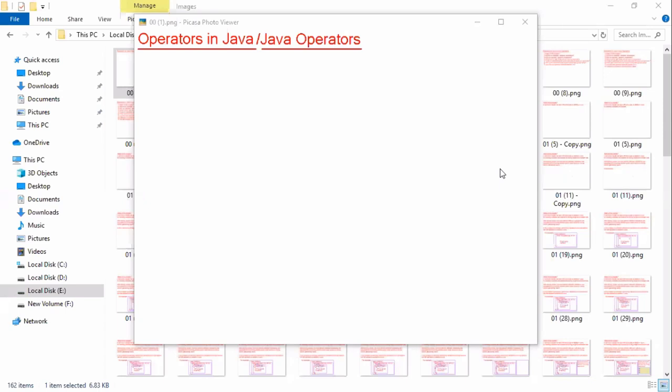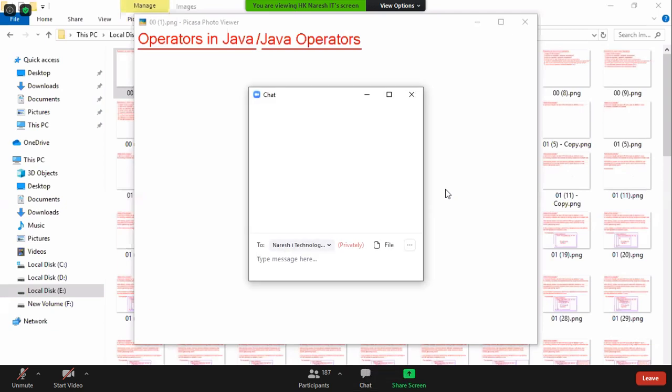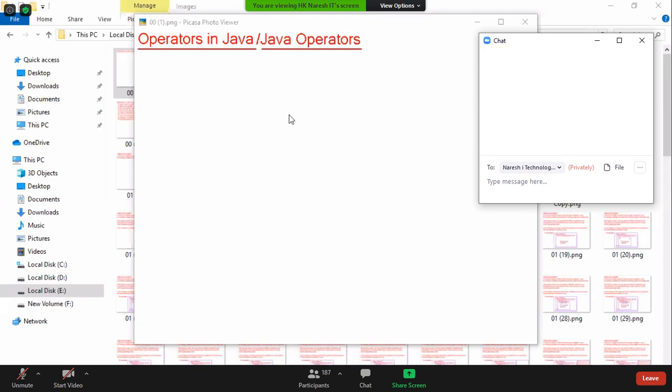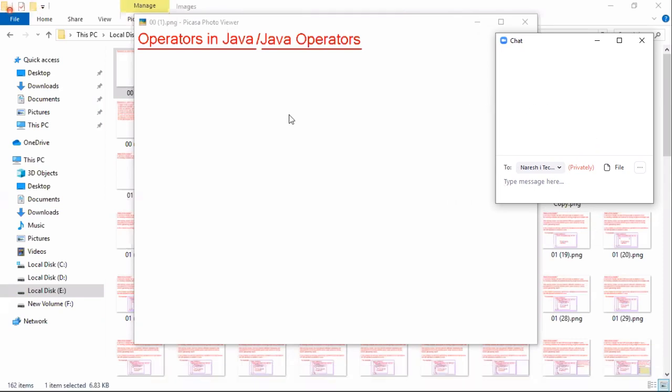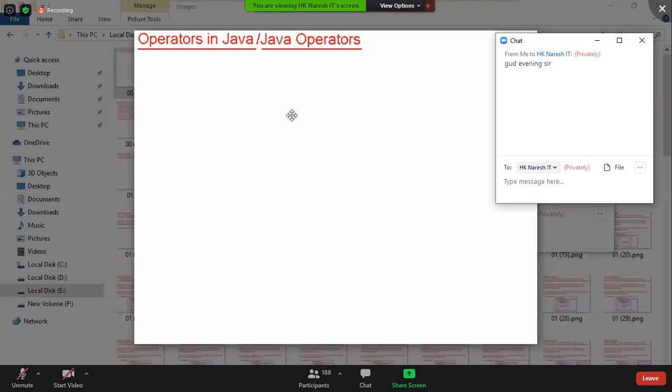So today we'll start operators. In last class we completed data types. Good evening, everyone. So let's start the next chapter, operators in Java. Okay, or we can call it Java operators.